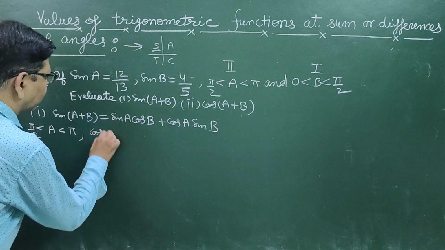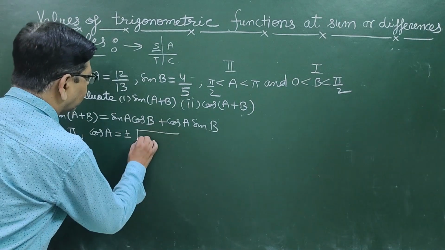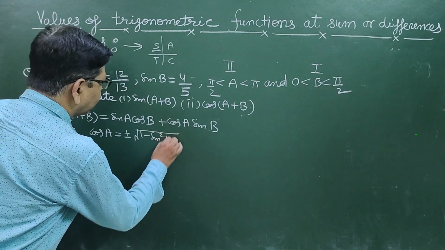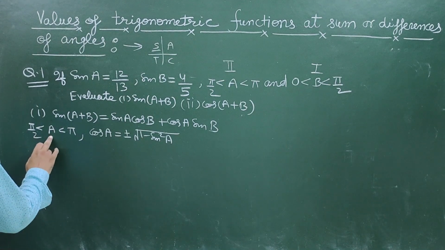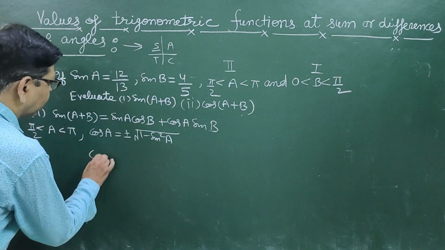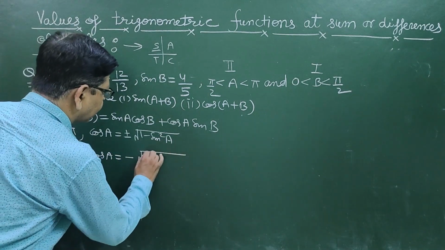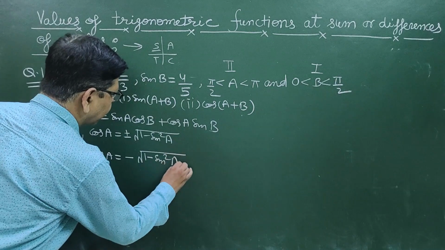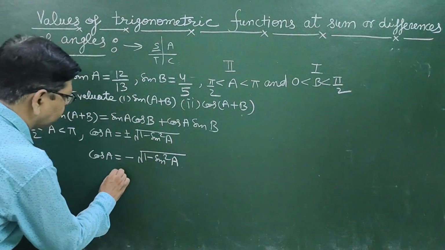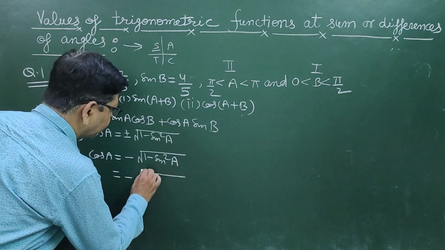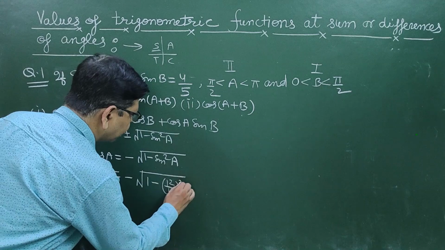So cos A is equal to plus or minus under root 1 minus sine square A, but I will consider only the negative sign, because the angle lies in the second quadrant. So cos A is equal to minus under root 1 minus sine square A. And the value of sine A is given here, 12 upon 13. So this is equal to minus under root 1 minus (12 upon 13) square.